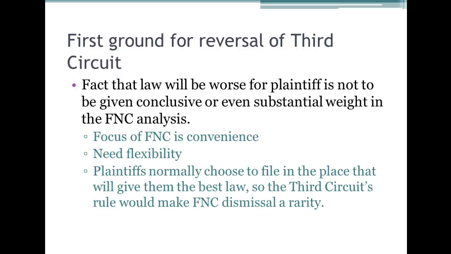So by definition, if you allow the case to be dismissed and refiled elsewhere, the law is probably always going to be worse for the plaintiffs. And so to have a rule like the Third Circuit's rule would make forum non conveniens dismissal a rarity. Whether that would be so bad is another question, but that's a normative point that I won't get into right now.